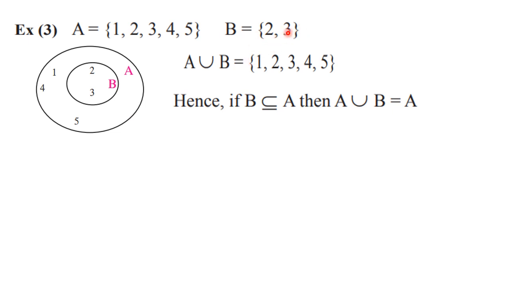Intersection is a smaller set and union is a bigger set. So if B is a subset of A, then A union B is A and A intersection B is B. Okay. So in this way we have discussed all the solved examples. Now let us see the properties of this operation, that is union.